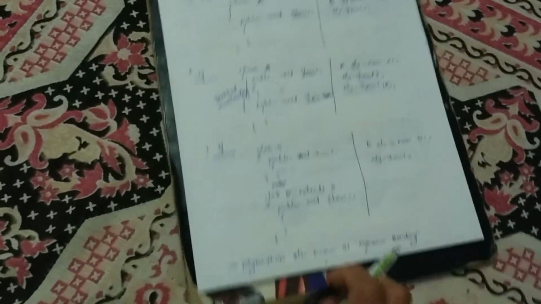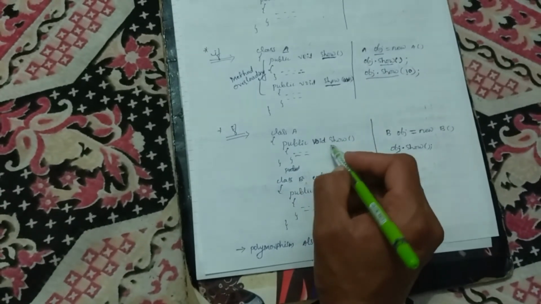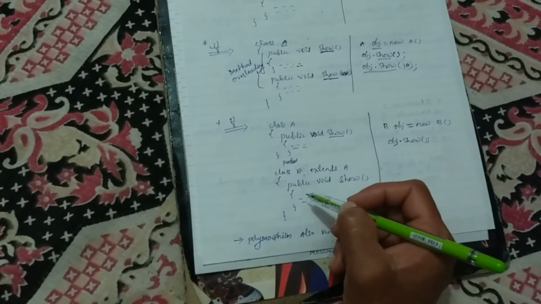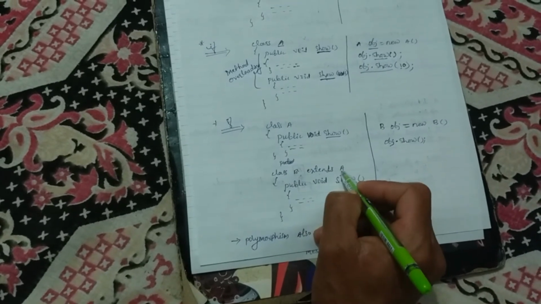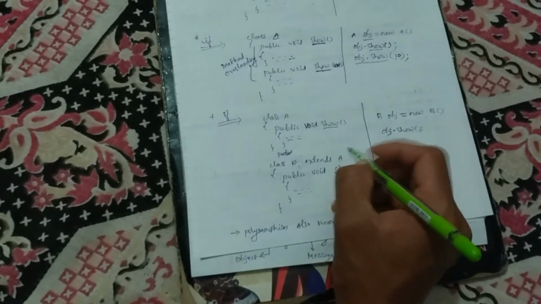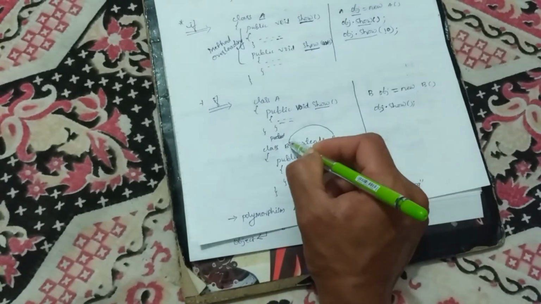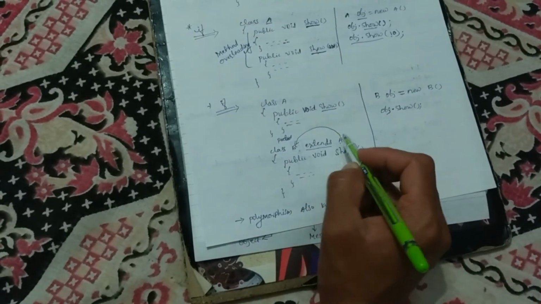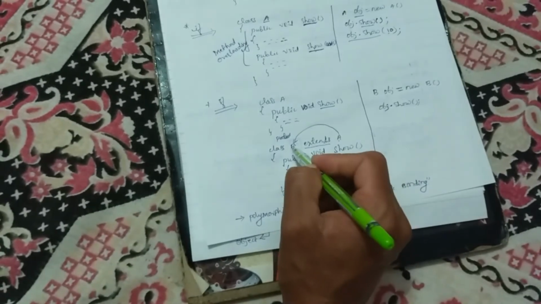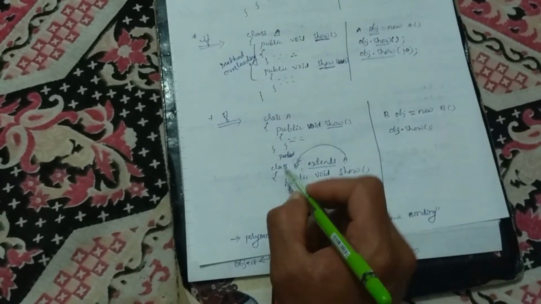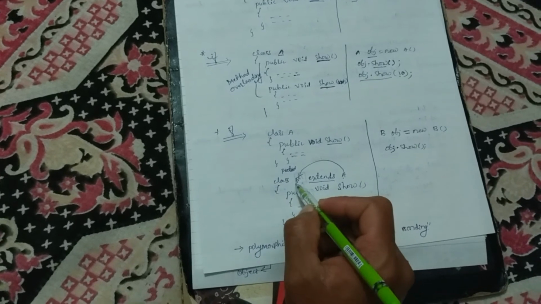Then consider one more example of polymorphism. Class A has the method show, and I'm creating one more class here, class B extends A. This is nothing but inheriting the properties of class A into class B with the help of the extends keyword. This extends keyword is used to inherit the properties of class A into class B. And I'm going to create an object of this class B.